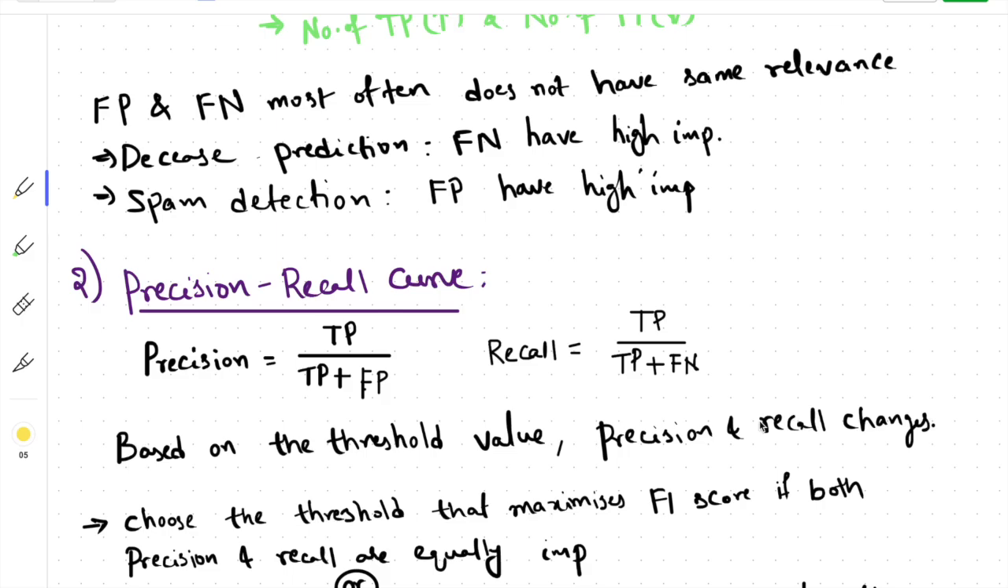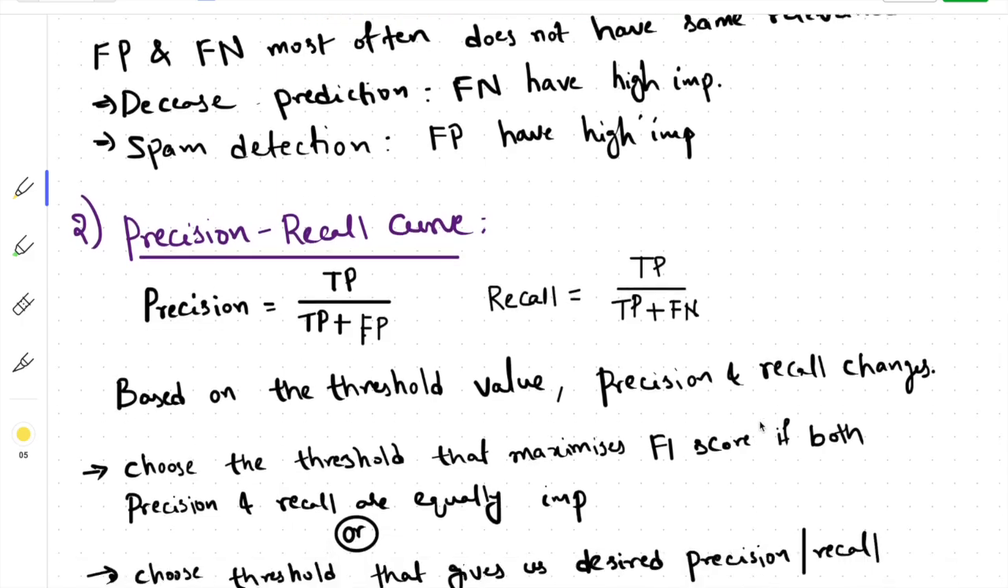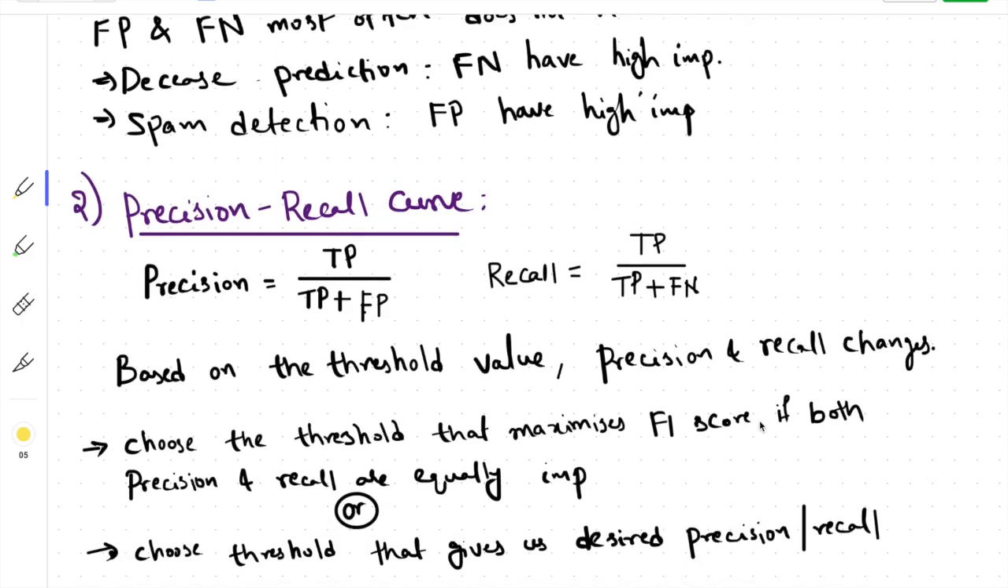The second method is the precision recall curve. So what is precision? Precision is another metric, which is true positive by true positive plus false positive, and recall is true positive by true positive plus false negative. So precision is like, out of all the positives that the model has predicted, how many are actually right. That is precision. And recall is nothing but, out of all the actual positives, how many the model is able to capture correctly. That is recall.